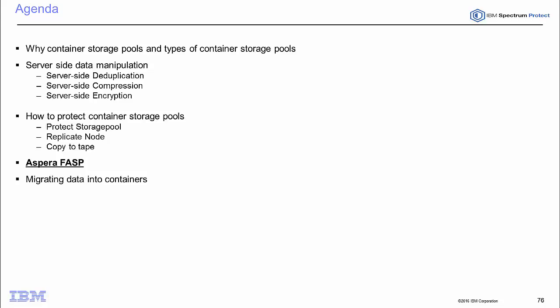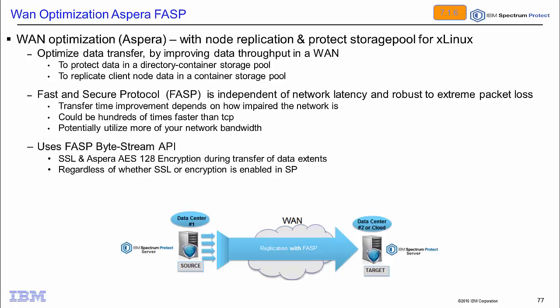Okay, so I just talked about the ways that you can protect a container storage pool. The first being your Protect storage pool command that would be run in conjunction with your replicate node. And then secondly, you could also do a copy to tape. Now let's take a look at Aspera FASP. Aspera FASP is WAN optimization. We can utilize it with node replication and Protect storage pools currently for X Linux.